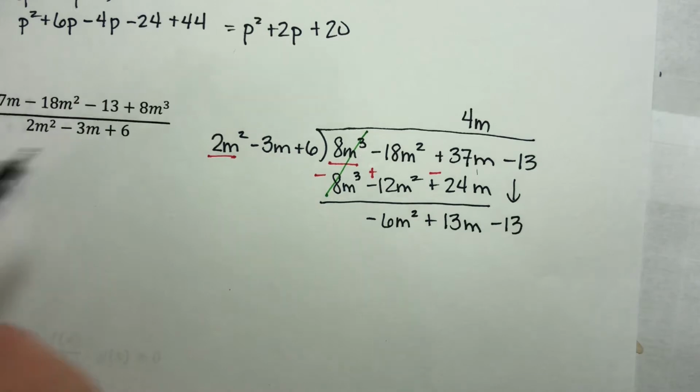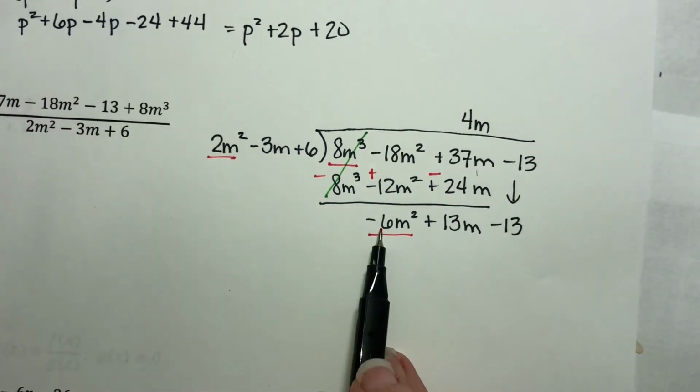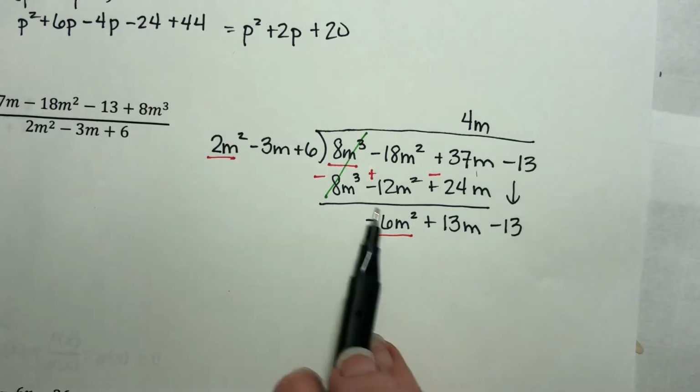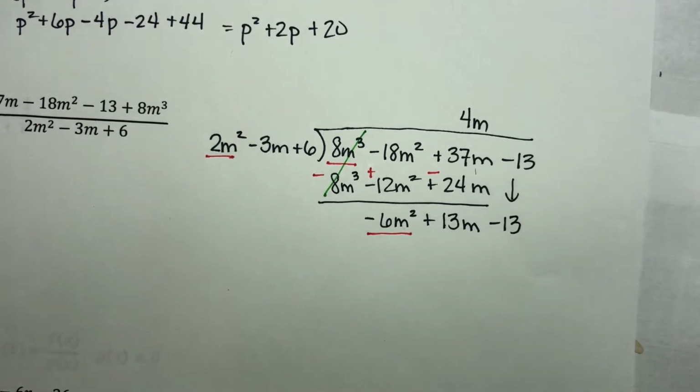And we repeat. I want the 2m squared to become a negative 3m squared. The m squareds are already correct, so I need to multiply this by a negative 3. So I put minus 3 up here.